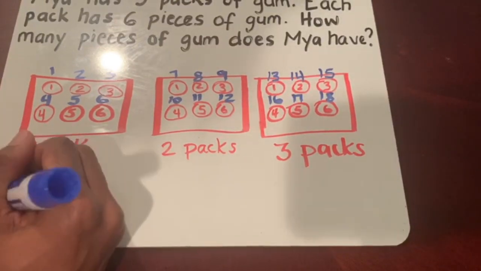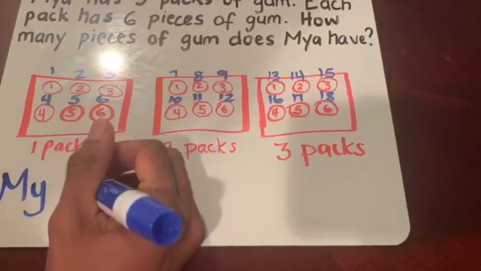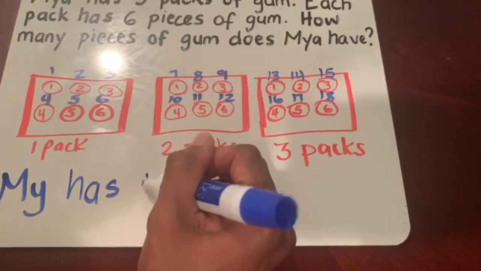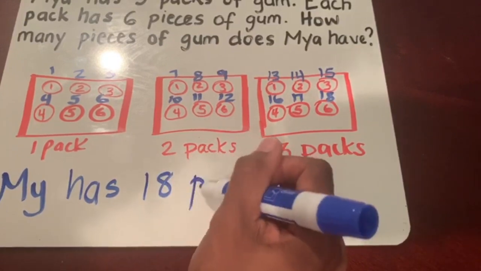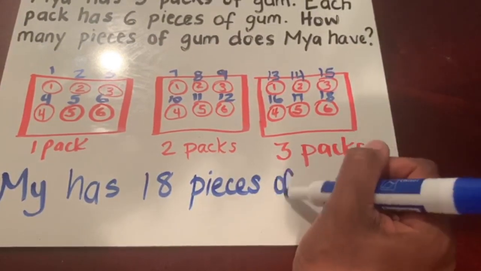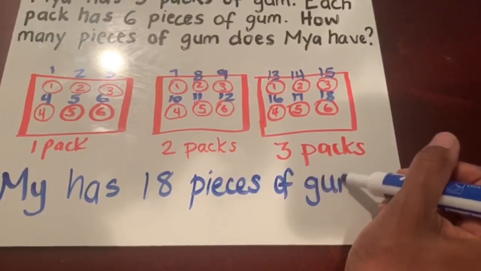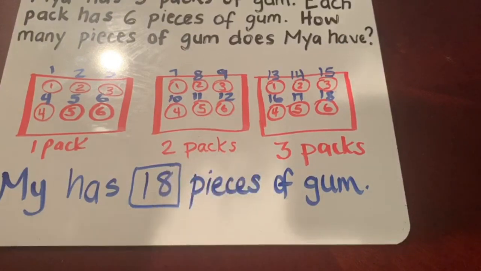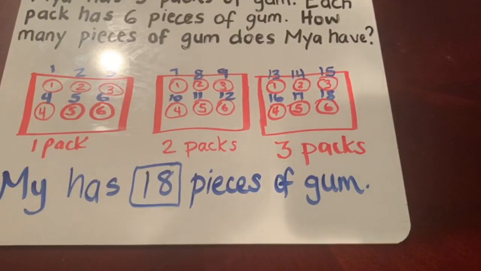Then I get to write my answer. Maya has, there goes my total, the last number I wrote, 18 pieces of gum. And I put a little box around my answer. There we go.